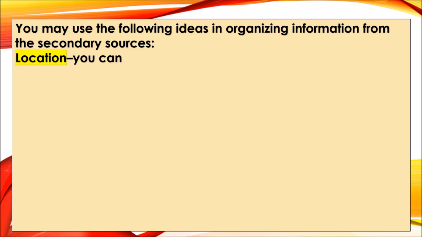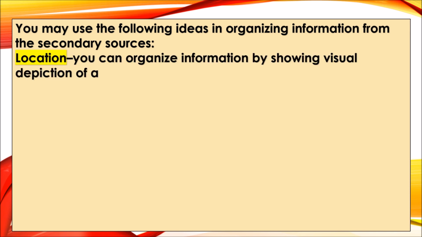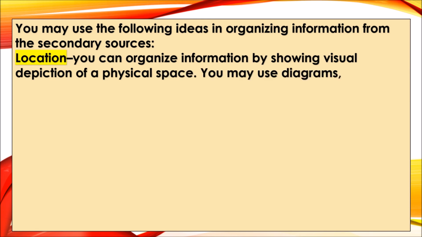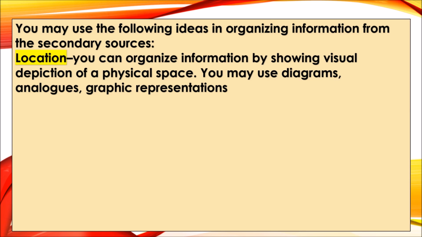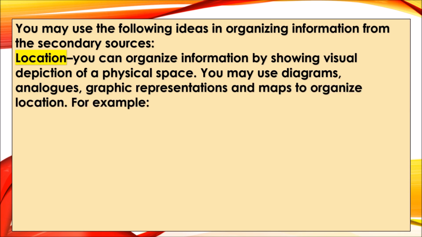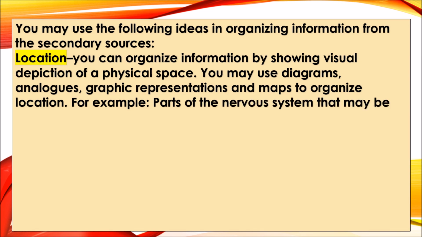Let's start with location. You can organize information by showing a visual depiction of a physical space. You may use diagrams, analogs, graphic representations, and maps to organize location. For example, the parts of the nervous system may be presented using a diagram.